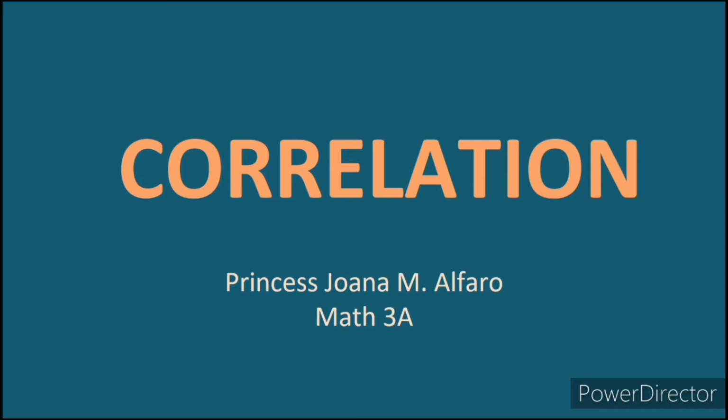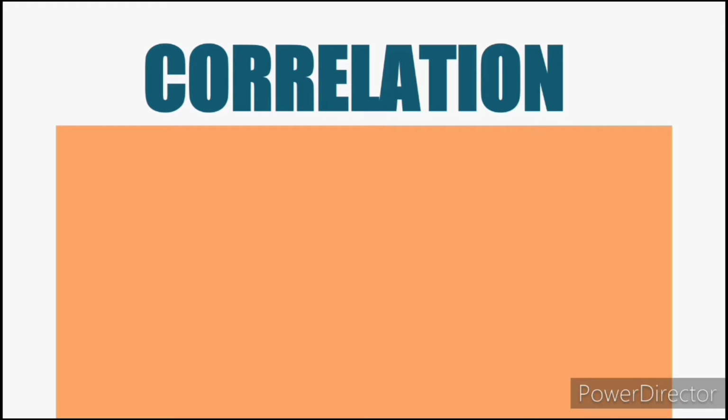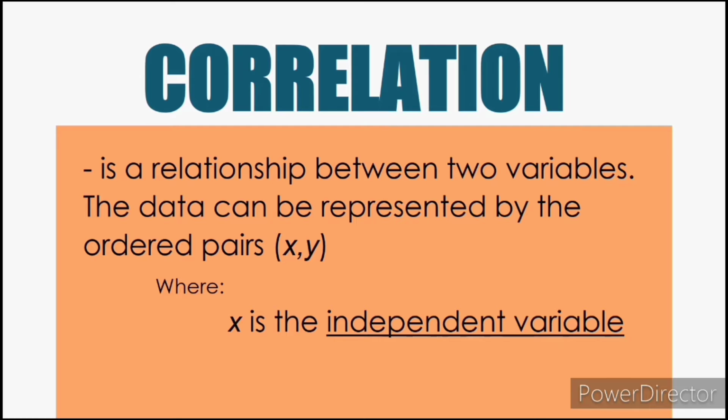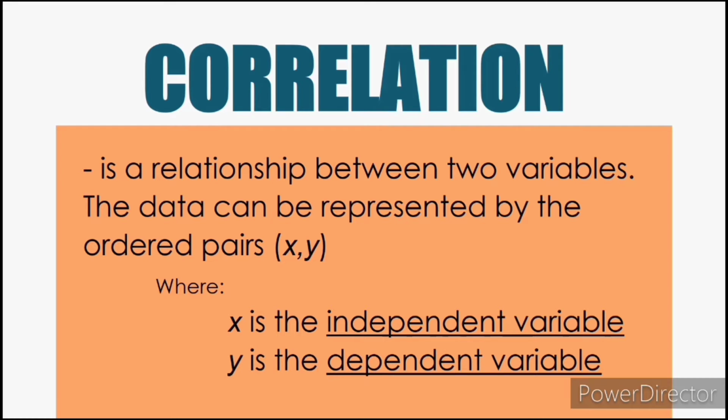Sharina already discussed the definition and types of correlation, so let's just have a quick review. Correlation is a relationship between two variables. The data can be represented by the ordered pairs x and y, where x is the independent variable and y is the dependent variable. We have three types of correlation.